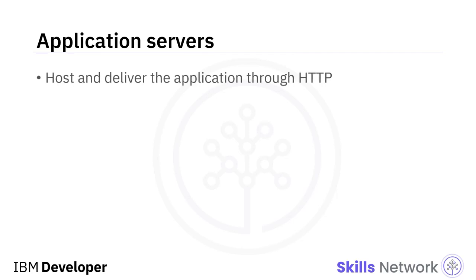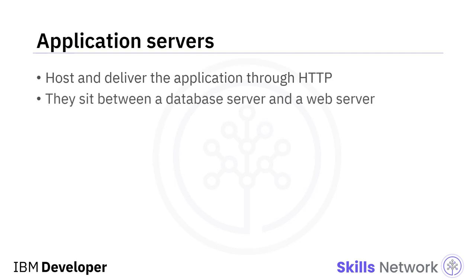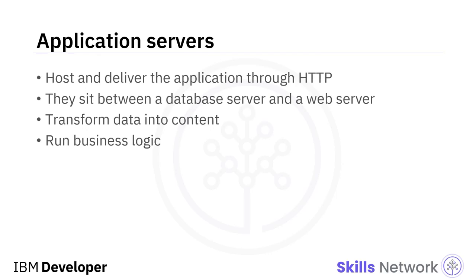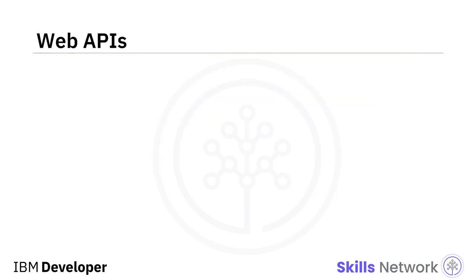Application servers host and deliver a business application through HTTP. They sit between a database server and a web server. Application servers transform data into dynamic content and run the business logic, which is the data storage and transfer rules. Servers must communicate with each other as well as the front end in a client-server architecture.